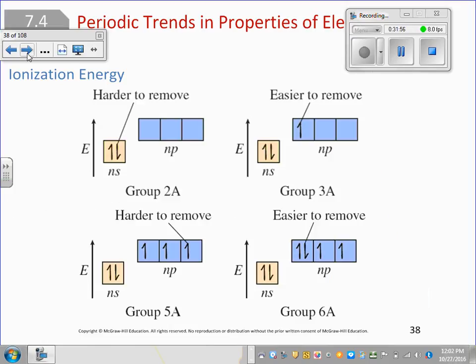So there we're talking about group 2A, and we go to group 3A, so that's when we're going from beryllium to boron. We go from a paired group in the s to one lone electron in the p, so that's easier to remove. Going from 5 to 6, we have 3 unpaired in the p, and then we have the 1 paired in group 6. So that's like having 2 cats in one box, so that becomes easier.